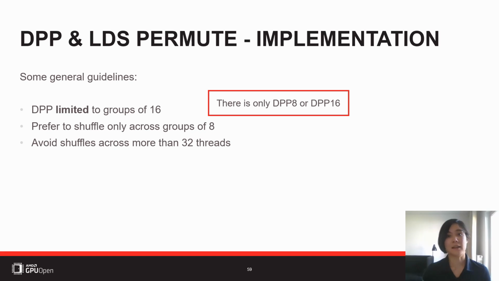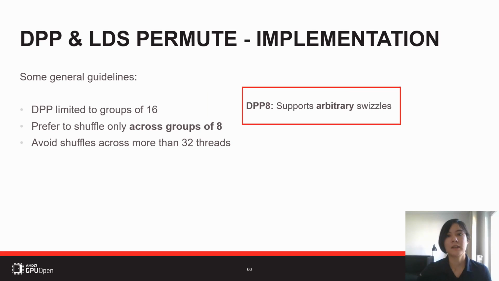As I said, there are two DPP modes. One is DPP 8 and DPP 16, which also means that DPP is limited to a group of 16. If you're running DPP 8, the Swizzles are arbitrary. This means that if you want to ensure best performance, then you should stick your Swizzles within a group of 8, because this can always be issued within one instruction.